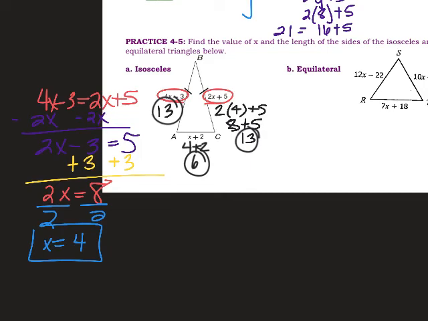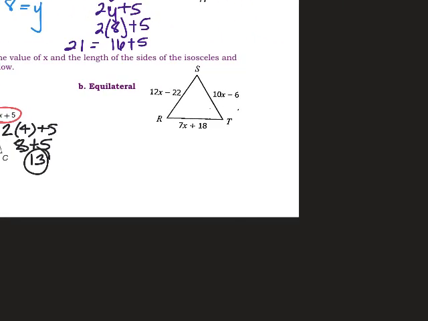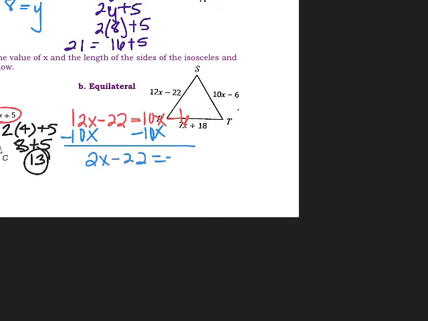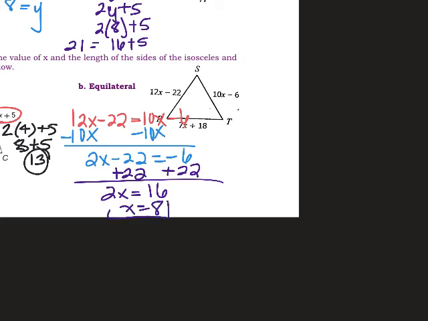Okay? Now the last one doesn't have this much work, because on the last one, how many sides are equal? All of them. So you're going to pick 2 to solve. I'm going to pick the 12x minus 22 and the 10x minus 6. All right, so I'm going to subtract 10x from both sides. And if you did use 2 different ones, that's fine. We should come out with the same number. All right, I'm going to add the 22 to both sides. So 2x gives me 16. So did y'all get 8? Yeah? No? Yes? All right. So then we have to plug it in.